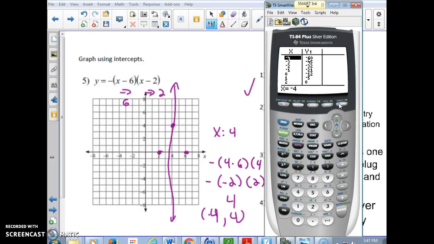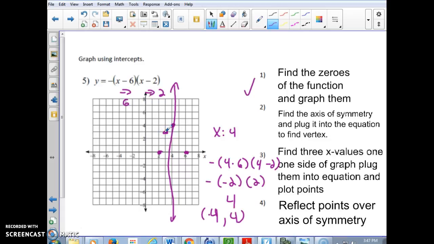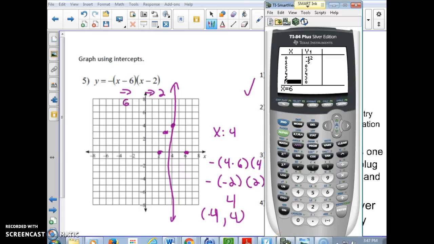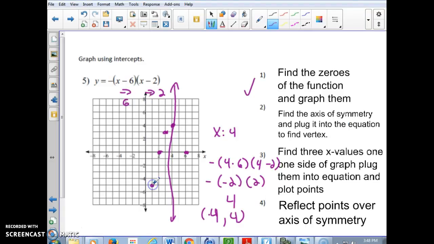Oh, let's see here. So we have to keep on going down, looks like. So I'm going to move my cursor down a little bit. Okay. So at 3, it looks like I have 3. So I'm going to plot a point at 3, 3. And then I did the 0. What other one can I plot? Looks like I can plot one at 1, negative 5. And I can just reflect the points over the graph to get a parabola that looks like this.